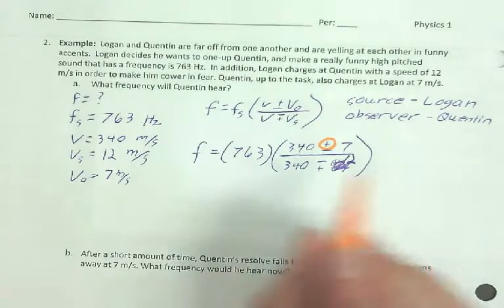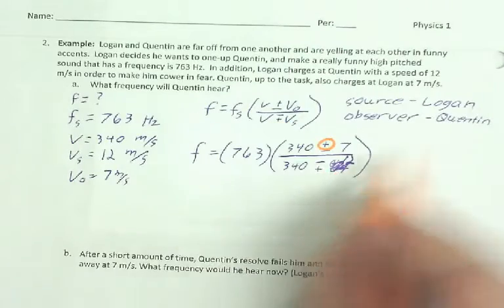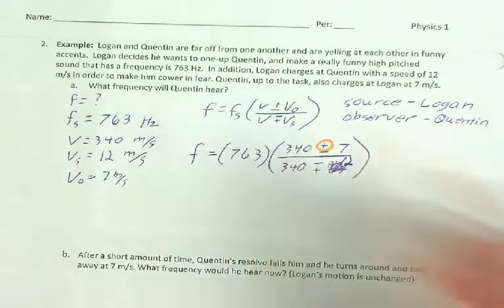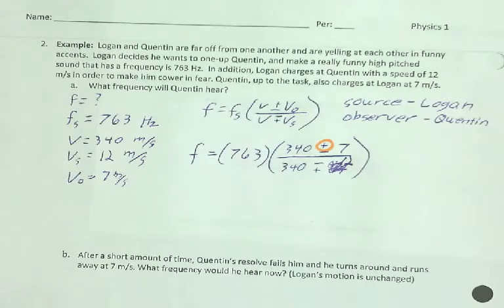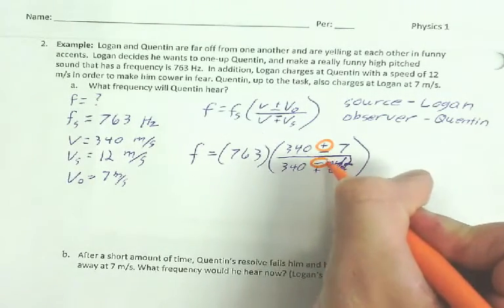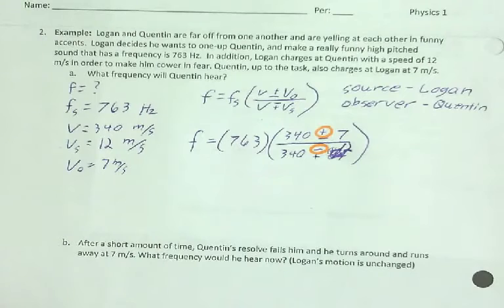Now, I look at the source down here. Source, Logan. What's Logan doing? He charges at Quentin with a speed of 12. So he's going towards. Towards is the top sign. Here it is. Now you solve.